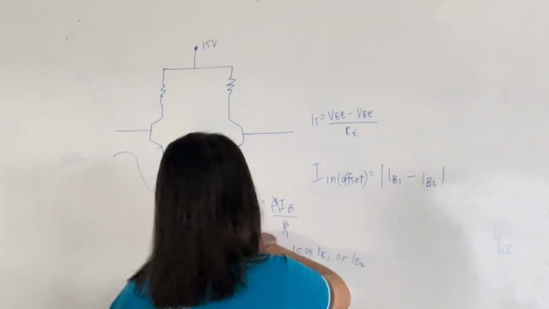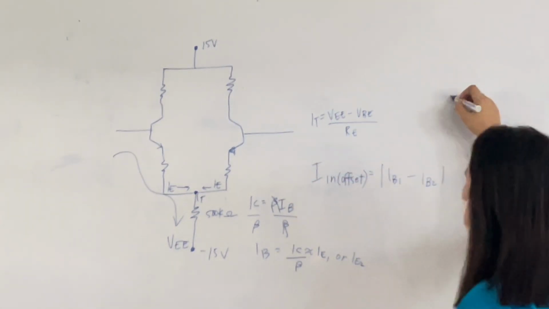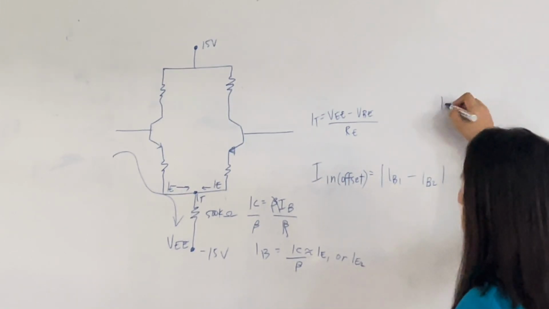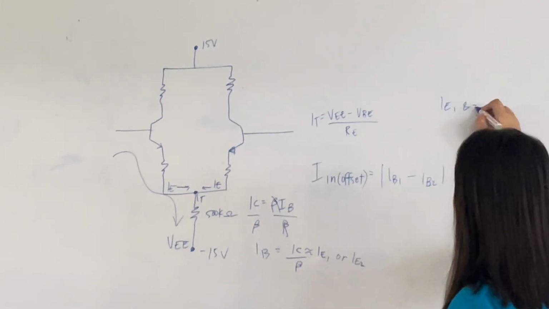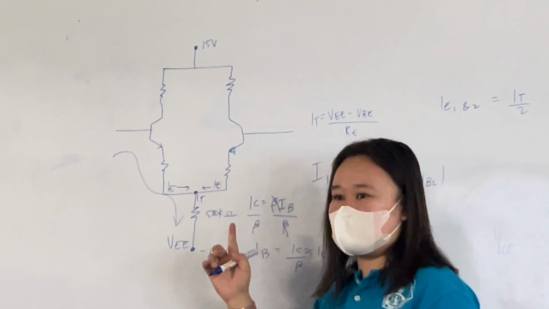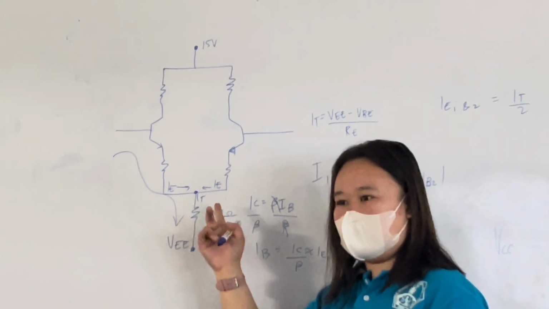Now we have RE of 500K. Once we get IT, to get IE1 and IE2, you just divide it by 2 to get each of them, since IT is the sum of the two.